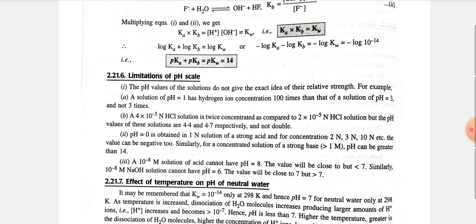The next point is pH equal to 0 is obtained in a one normality solution of a strong acid, and for concentrations of 2 N, 3 N, 10 N etc., the value can be negative. Similarly, for a concentrated solution of a strong base whose molarity is greater than 1, pH can be greater than 14. Third point: a 10^-8 molarity solution of an acid cannot have pH equal to 8. The value will be close to but less than 7. Similarly, a 10^-8 molar NaOH solution cannot have pH equal to 6. The value will be close to 7 but greater than 7.